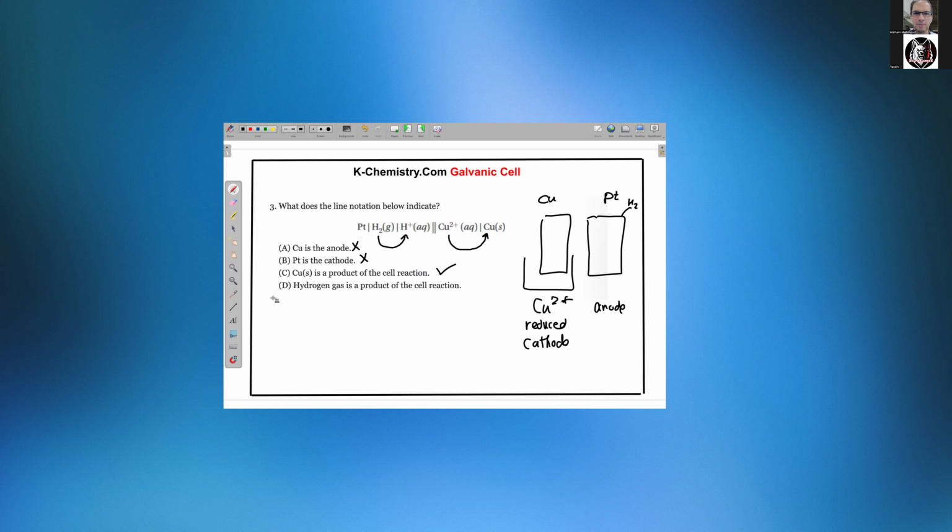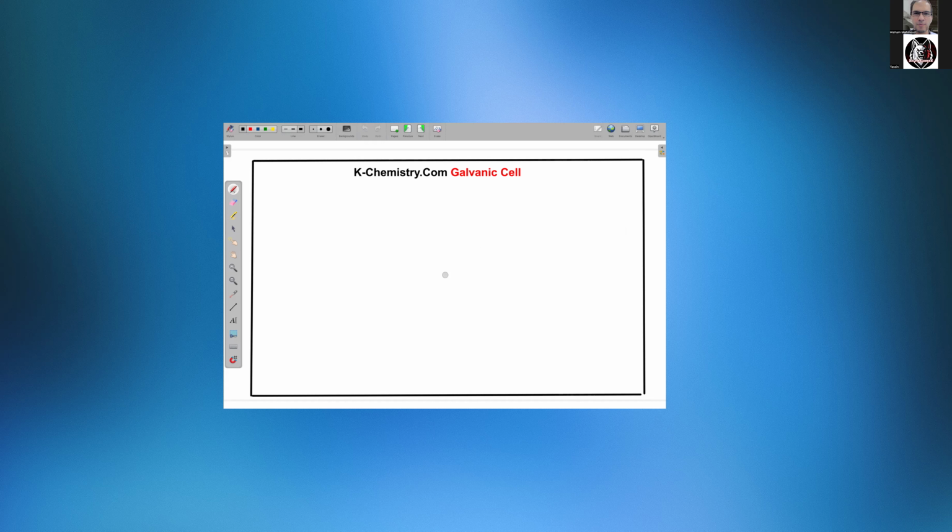So number 4. Balance the formula for a reaction in an acid solution. When balanced with the smallest whole number ratio, the sum of all the coefficients is... Well, how come this will be like that? Let's see.